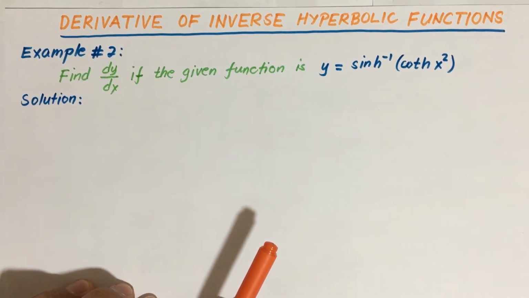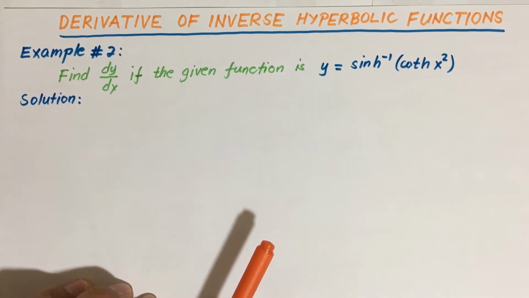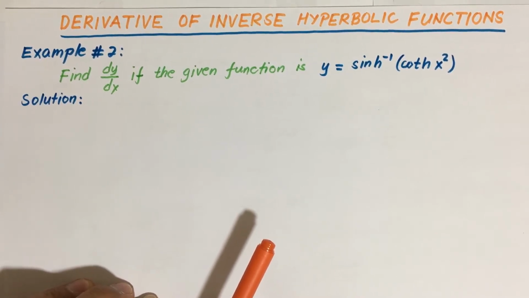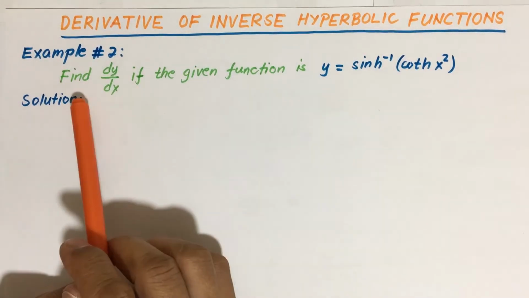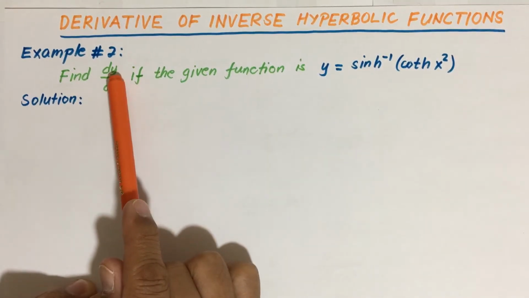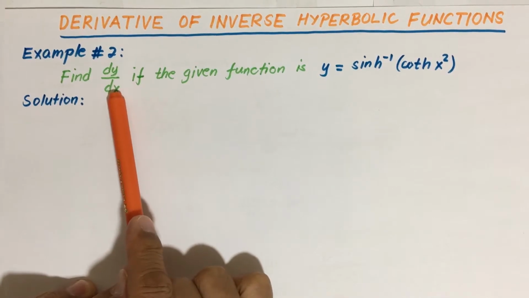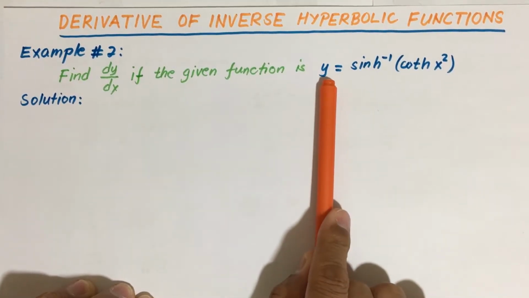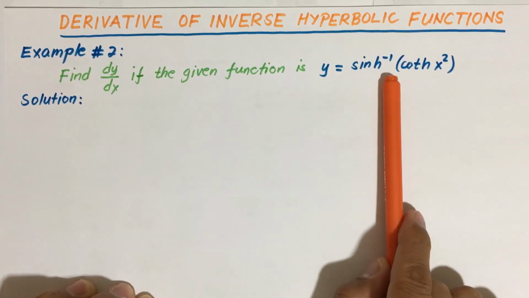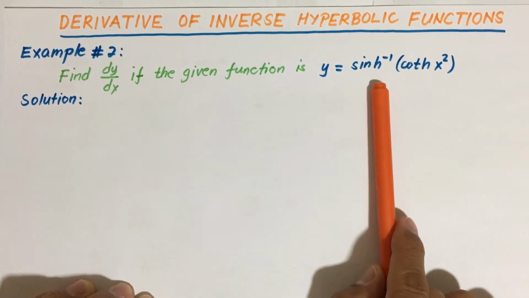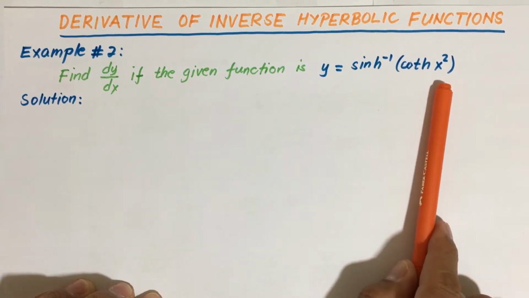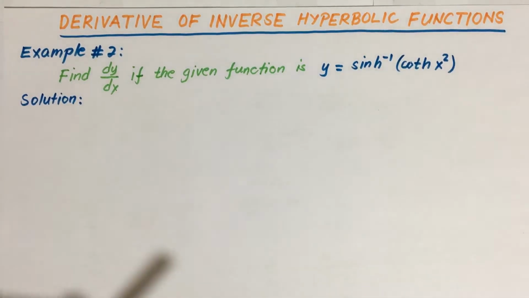So this time we are going to solve the second example in finding the derivative of inverse hyperbolic functions. Alright, so we are given here a problem. Find the derivative of y with respect to x if the given function is y equal to inverse hyperbolic sine of hyperbolic cotangent x squared.